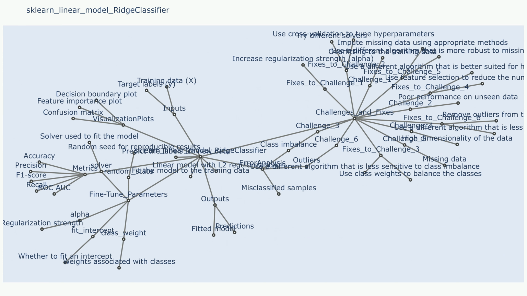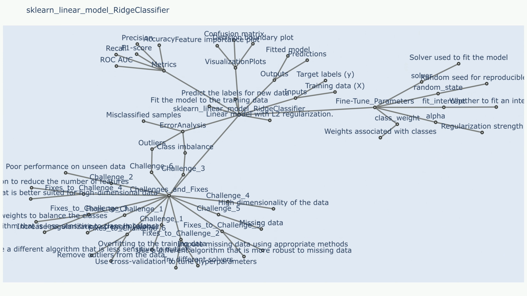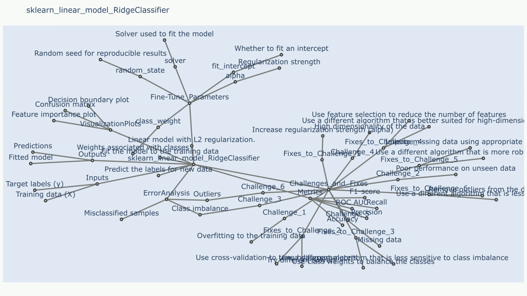Challenge 2: choosing the optimal alpha parameter. Sample use case: trying to find the best alpha value for a specific dataset. Fixes: use cross-validation to evaluate the model performance for different alpha values and select the one with the best performance. Utilize grid search or random search to systematically explore different alpha values.